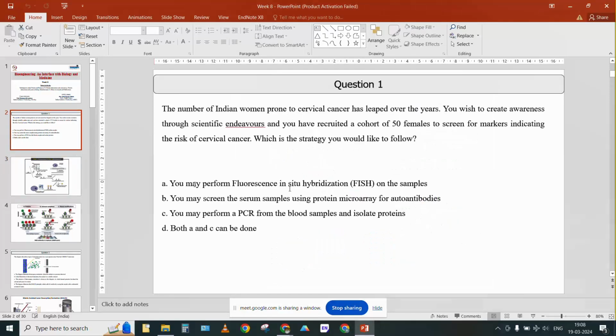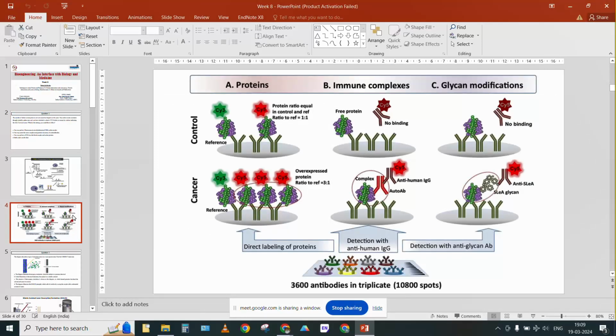And option B, you may screen the serum samples using protein microarrays for autoantibodies. Protein microarrays are powerful tools for analyzing the expression levels of multiple proteins simultaneously. By screening serum samples for autoantibodies, which are antibodies produced by the immune system against the body's own proteins, we can identify potential biomarkers associated with cervical cancer. Elevated levels of specific autoantibodies may indicate an immune response against proteins that are dysregulated in cervical cancer cells.